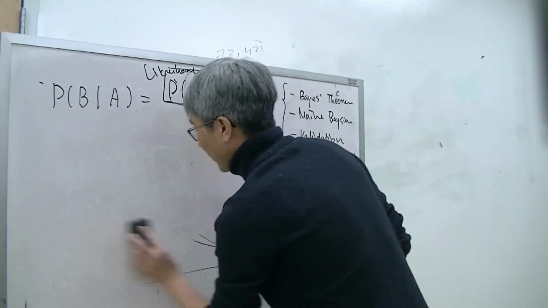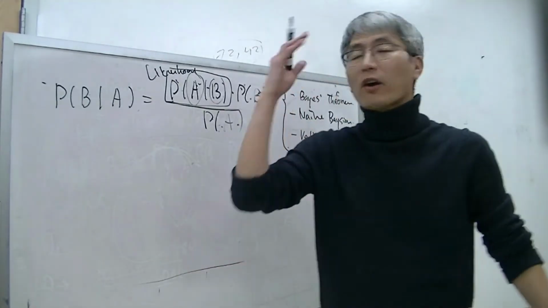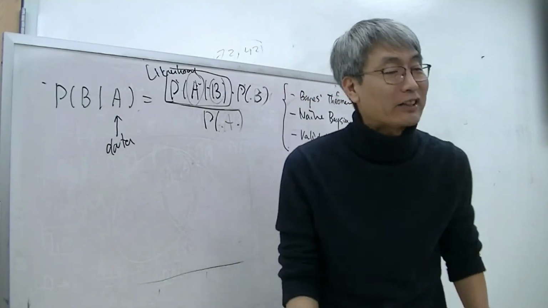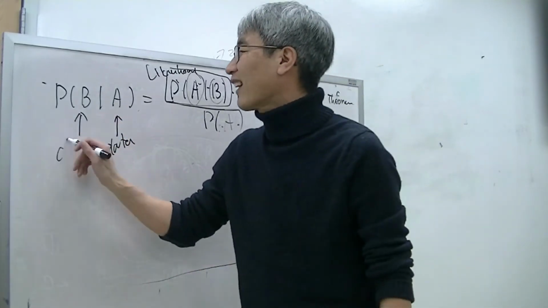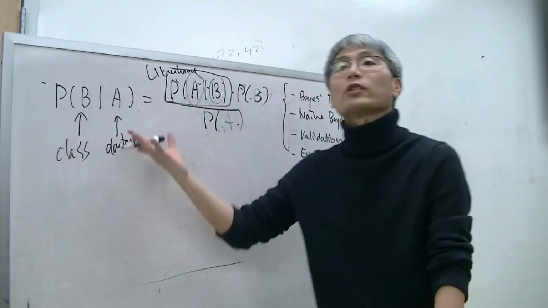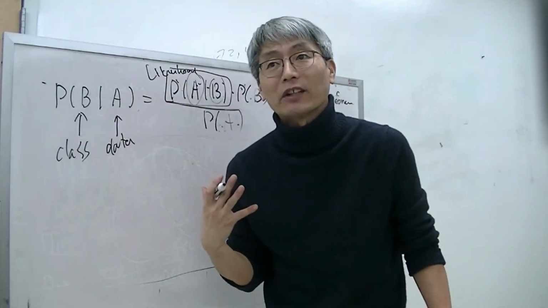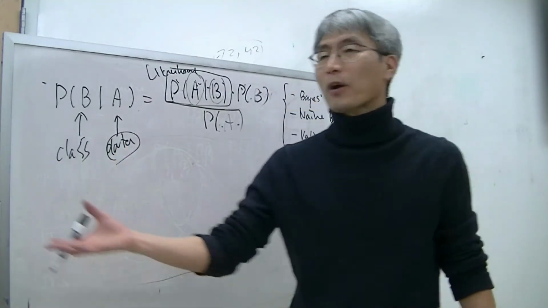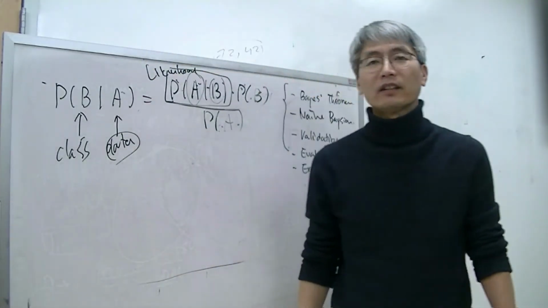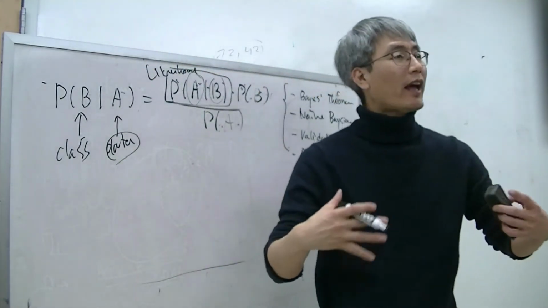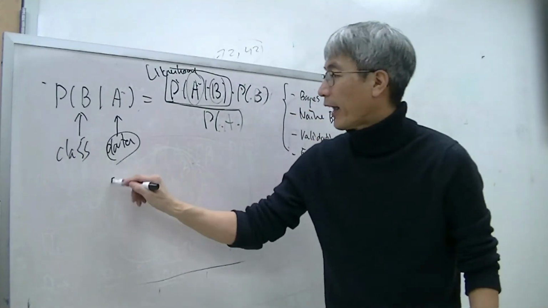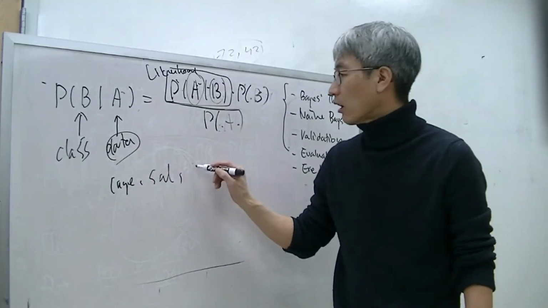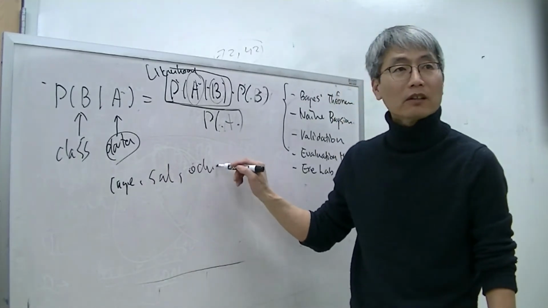So this time, there are two events. You can consider A as the data, because we are dealing with data in the data mining class. B is the class, because we are going to use Bayes for classification. So for example, we have a person coming, A. This person A has several characteristics: age, salary, education level, such things.